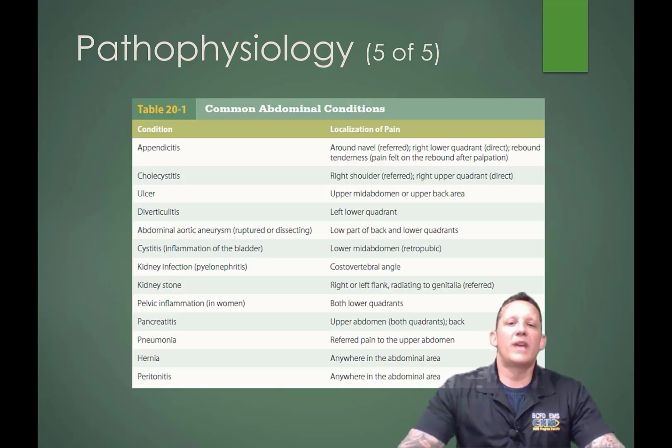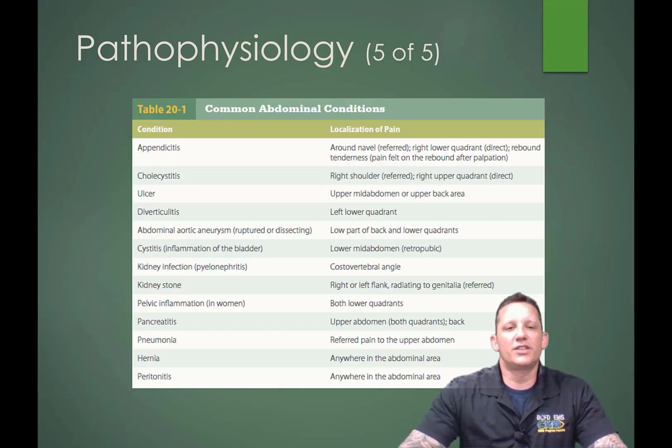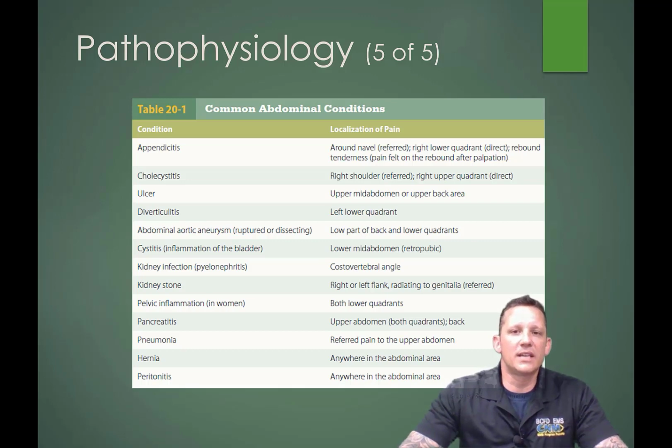Now, this is a common location of pain versus what the condition is. Now, this is not a hard and fast rule. Just understand that this is generally in association with, say, appendicitis, which has pain around the navel or the right lower quadrant. There's rebound tenderness, which is pain felt after you let off of the palpation of the abdomen in the site of pain. Cholecystitis has the right shoulder referred or the right upper quadrant direct pain.